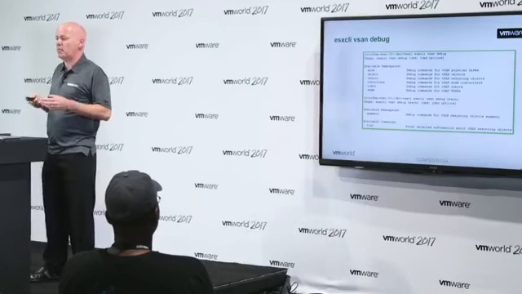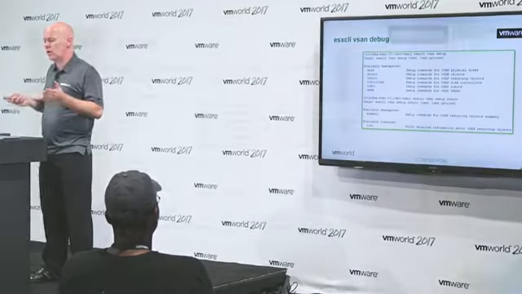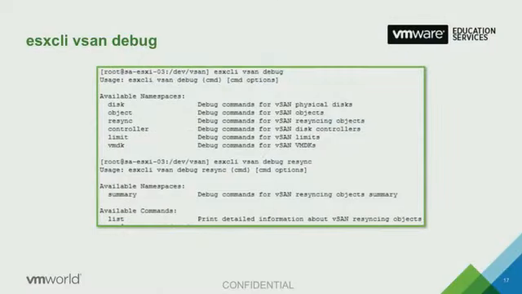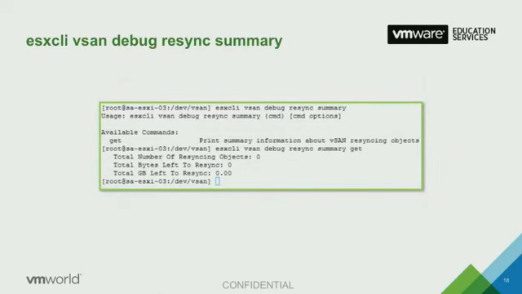We've got disk, object, resync, controller, limit, and VMDK. I'm not going to go through every one of these because I want to make sure that nobody falls asleep either, okay? So you can run all of these in your own environment when you get to VSAN 6.6. But you can do a resync summary, okay? And you can see how much resyncs are going on in your environment.